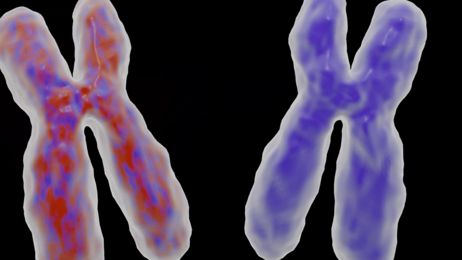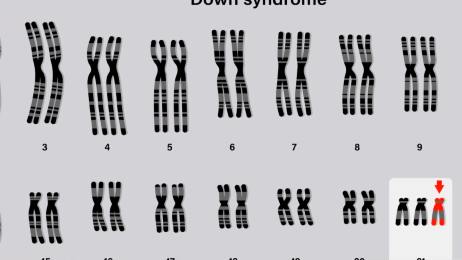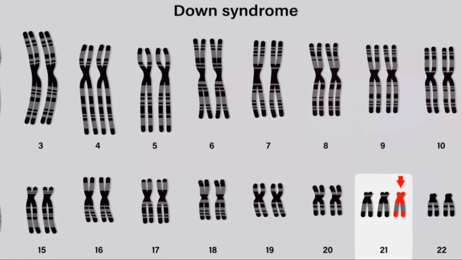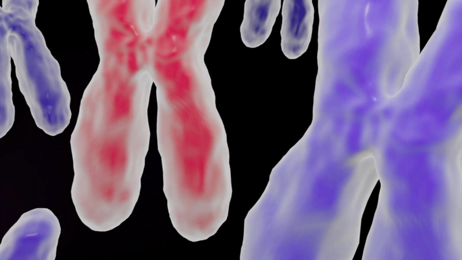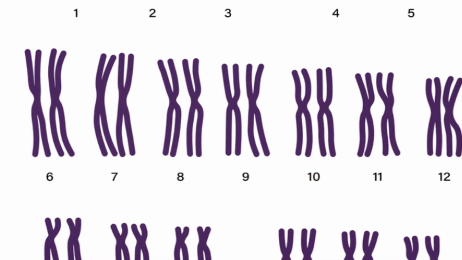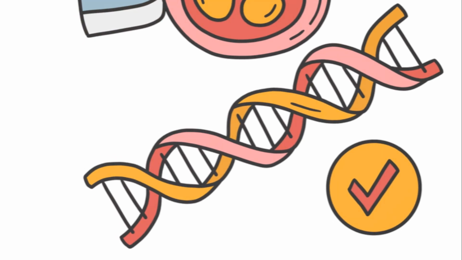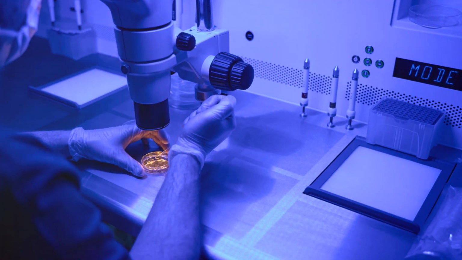Every human cell should have 46 chromosomes, 23 from the mother and 23 from the father. But sometimes this count is off. An extra or missing chromosome can cause a range of genetic conditions. For example, Down syndrome is caused by an extra copy of chromosome 21. FISH is a powerful tool in identifying such chromosomal abnormalities.